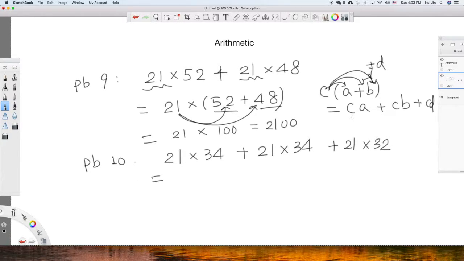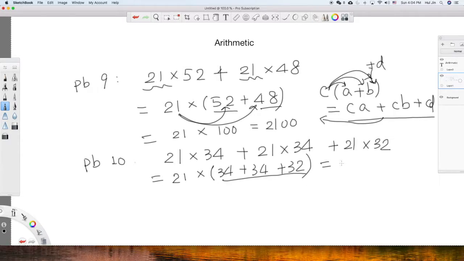And of course it's true that from the right side to the left side, which is the factoring side, as long as you have a common factor, you can pull the common factor out. So for this problem, it equals 21, which is a common factor, times (34 plus 34 plus 32). Now you see this was constructed to add up to 100. So again, it equals 2100. Okay.